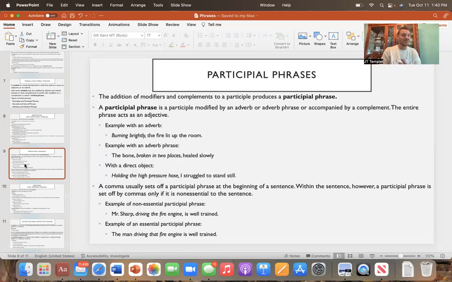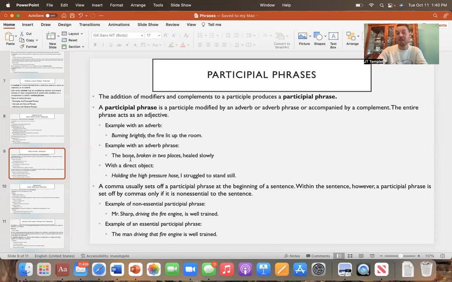Participial phrases, again, all the difference between participle, participial, prepositional phrases are just the length. They all do the same function. So a participial phrase has modifiers and complements to extend it and make it longer. So it's a participle modified by an adverb or adverb phrase or accompanied by a complement. The entire phrase functions as an adjective. So here, with an adverb modifying it, burning brightly, the fire lit up the room.